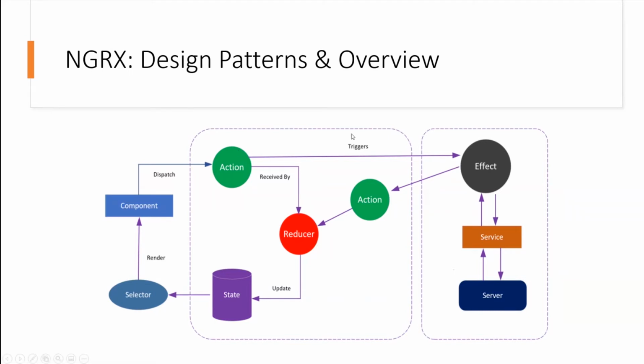So as we dive in more, we will take a look at actions. We'll take a look at reducers, the store, obviously, selectors, and then a little bit later on, we'll take a look at effects and services. But these are very important as we go through the examples. Single flow: component calls action, action triggers reducer, which changes state.